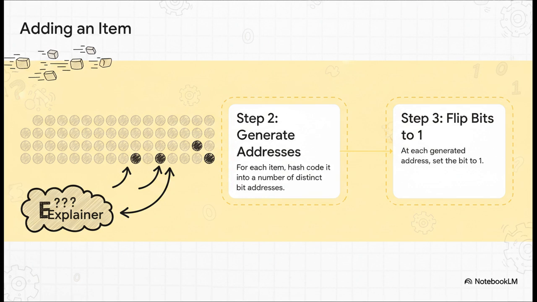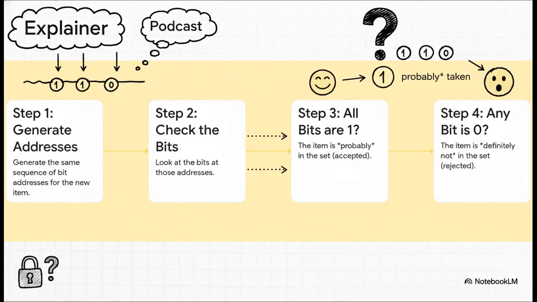The word explainer itself is never actually stored. So what about checking a name? Someone else tries to register explainer. We run it through the same 3 secret formulas, get the same 3 locations, and we go check those light switches. If all 3 are on, we say, that name is probably taken.